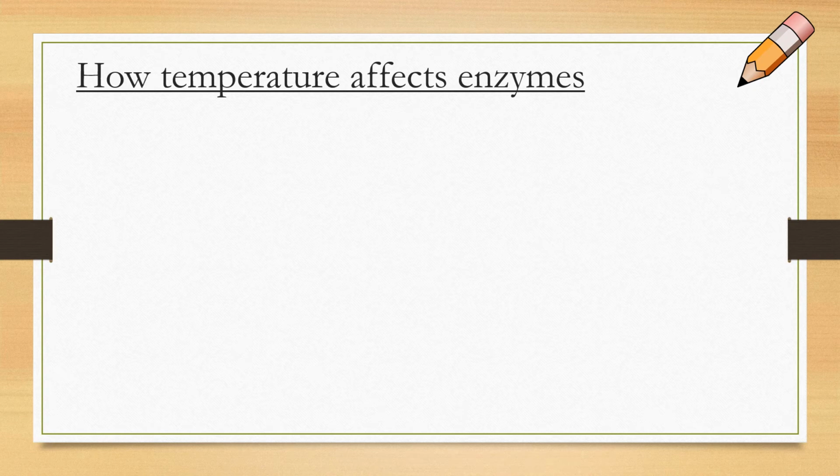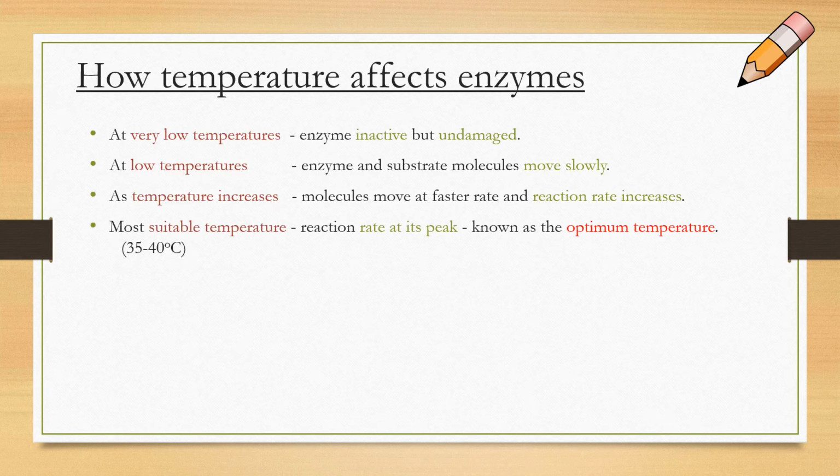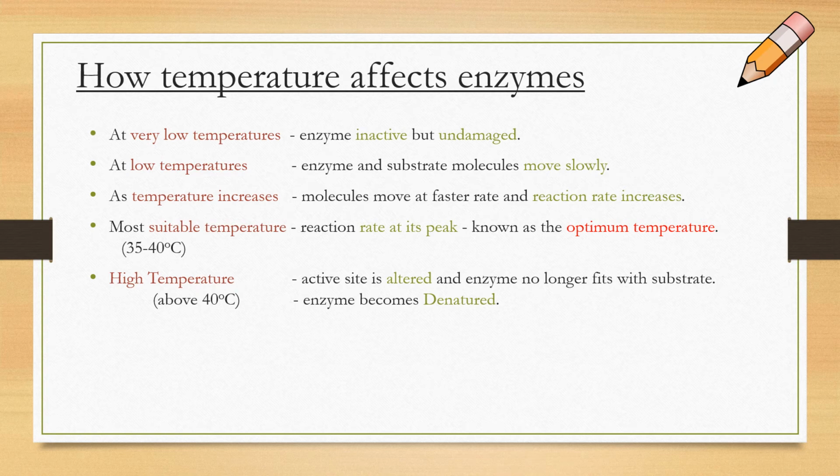So we've looked at how temperature affects enzymes. So this is just a summary. So at very low temperatures, your enzyme is inactive but undamaged. At low temperatures, enzymes and substrate molecules move slowly, so there's not very many collisions. As temperatures increase, your molecules move at a faster rate and your reaction rate increases because there's more collisions. And the most suitable temperature would be your optimum. So the one where your enzyme is most active is your optimum temperature, and the reaction rate is at its peak. So it's usually 37 degrees Celsius, but it's usually between 35 and 40 degrees Celsius.